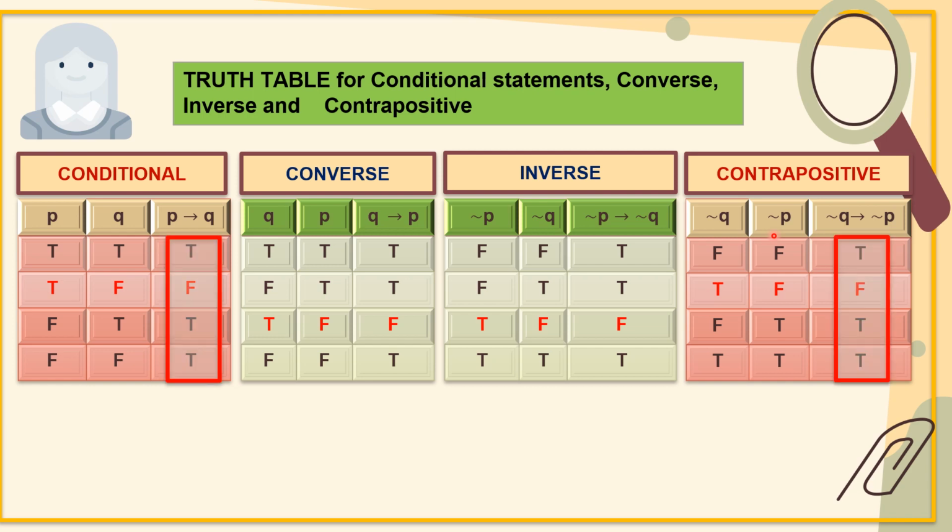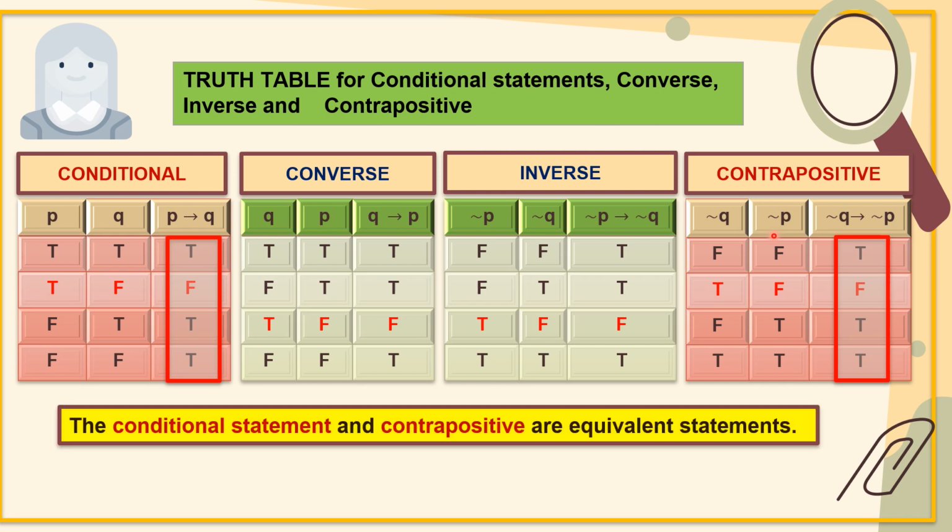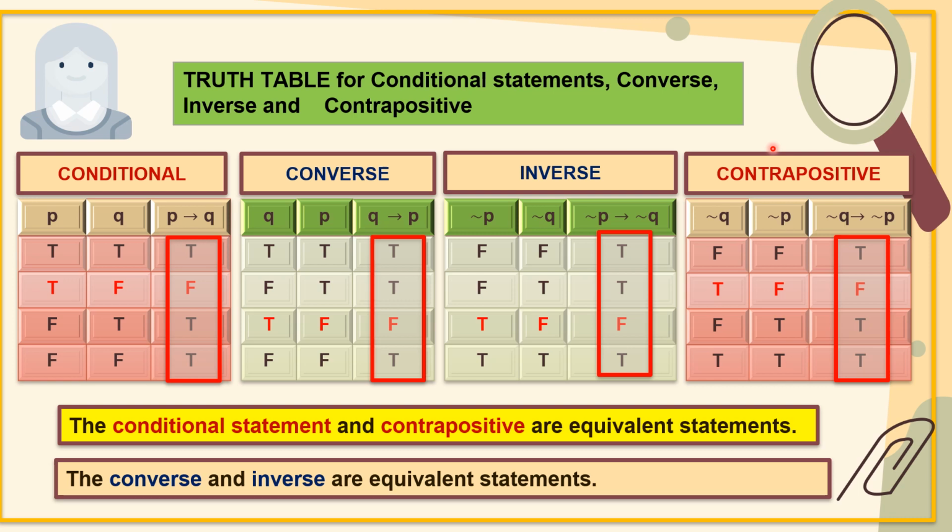Okay, so tingnan nyo, pareho ang third column. So, therefore, conditional and contrapositive are equivalent statements. Okay, next. Tingnan natin dun sa converse and inverse. Ang third column din nila ay pareho. So, pareho silang true, true, false, true, true, true, false, true. Therefore, ang ating converse and inverse are equivalent statements. Okay po?